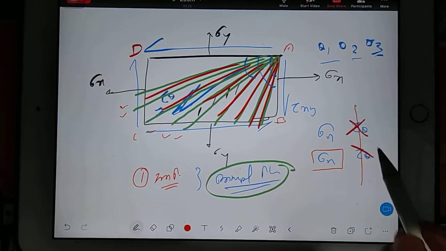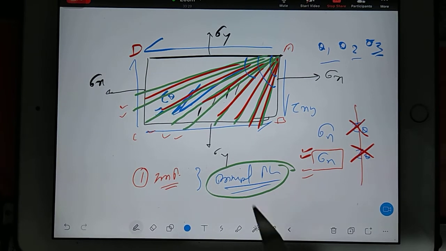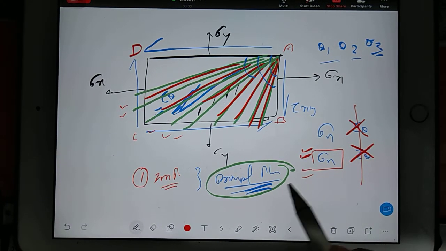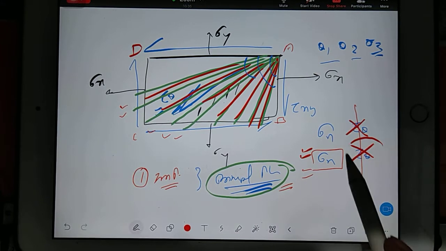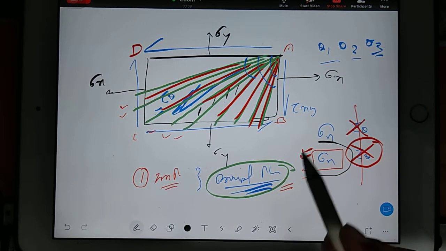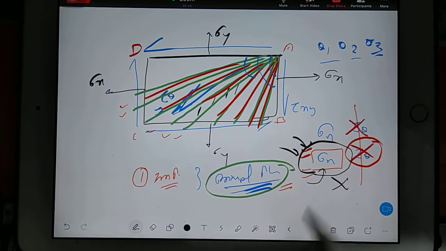So the shear stress term became 0 and only the normal stress term is acting. It means what? This plane is known as the principal plane. So on the principal plane, which stress is 0? Shear stress is 0. On the principal plane, which stress is acting? Normal stress. So should we call them normal stress? No, we call them principal stresses.